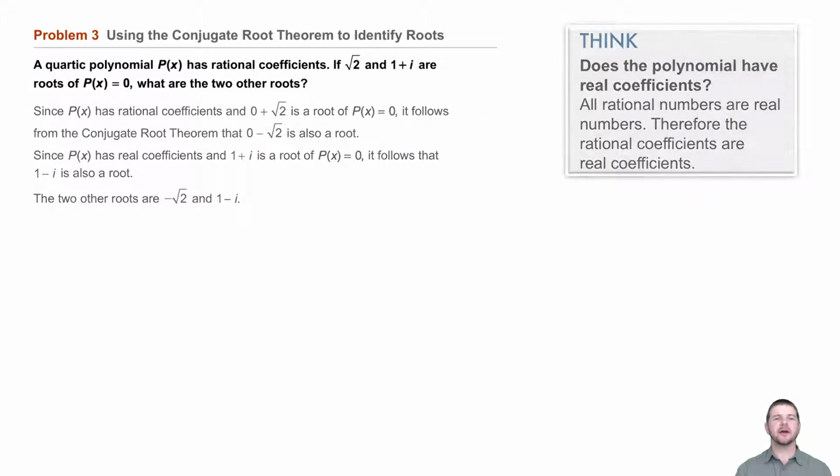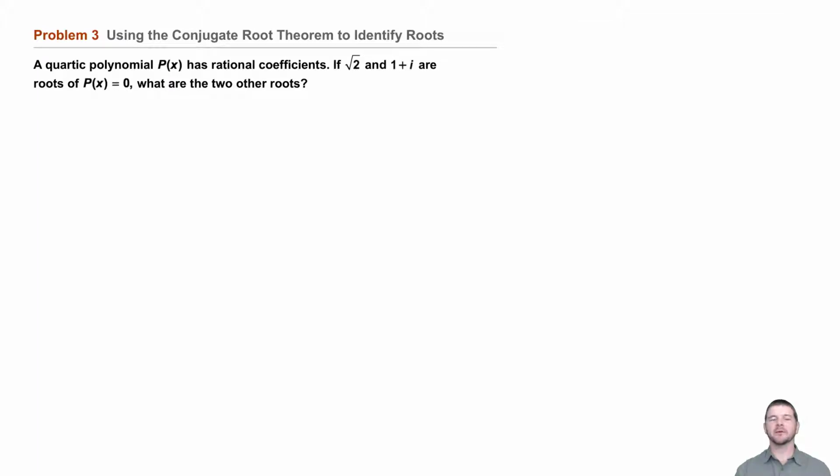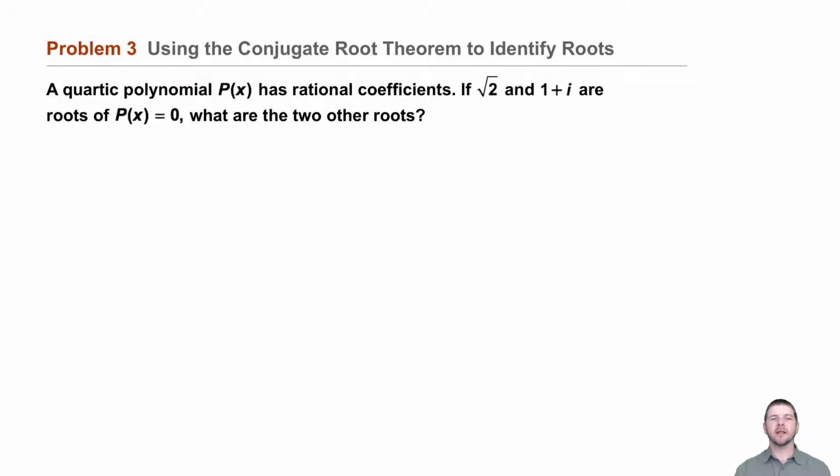Problem 3. Using the Conjugate Root Theorem to identify roots. A quadratic polynomial p(x) has rational coefficients. If √2 and 1 + i are roots of p(x) = 0, what are the other two roots?